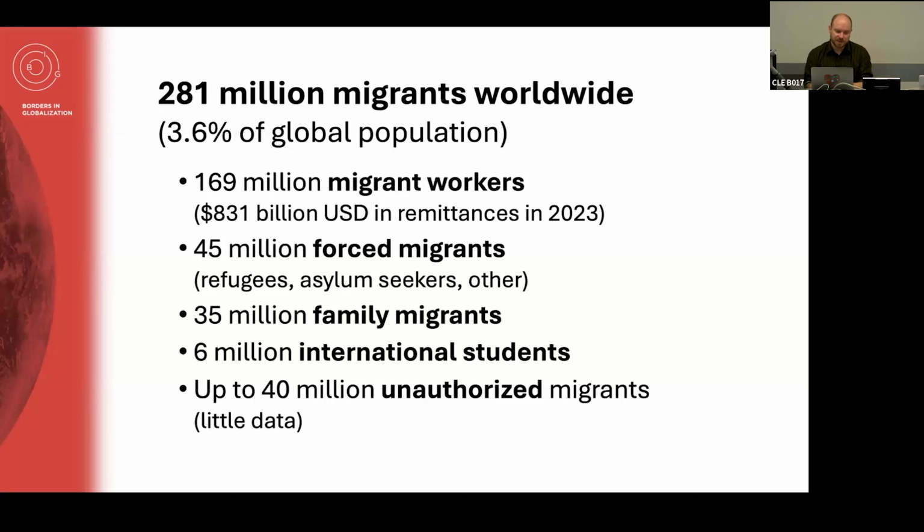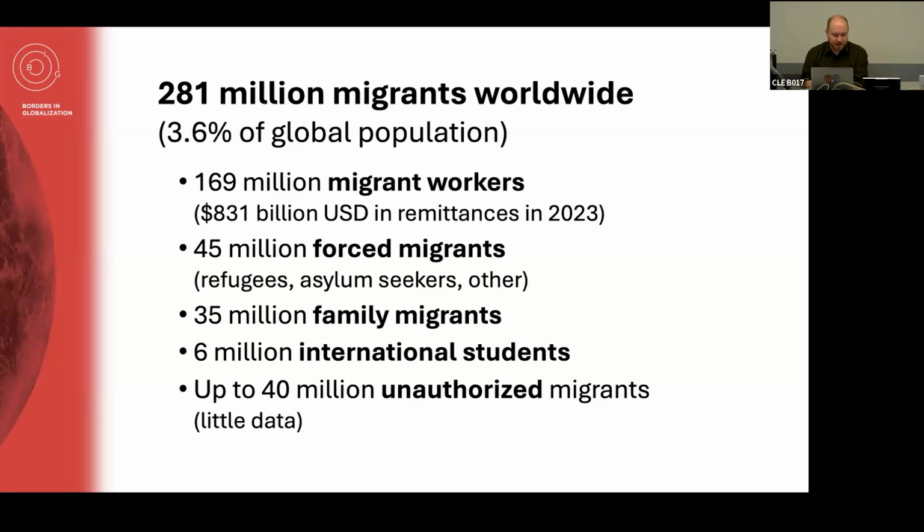It's difficult to pin some of these down because there's a little bit of overlap. Sometimes individuals might fall into two of these categories at the same time. So someone might be a family member, but also seeking employment in the country where they arrive. So they're both a migrant worker, but also sometimes counted as a family migrant. There are about 6 million international students at the present time.